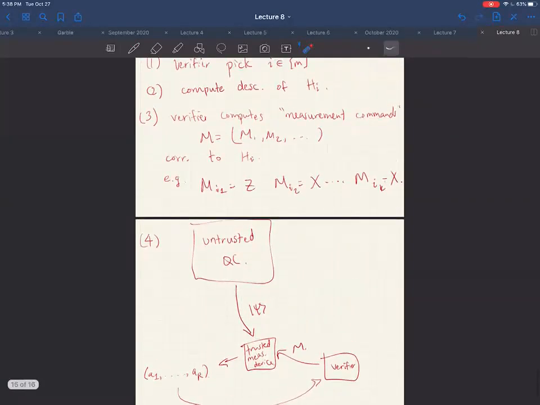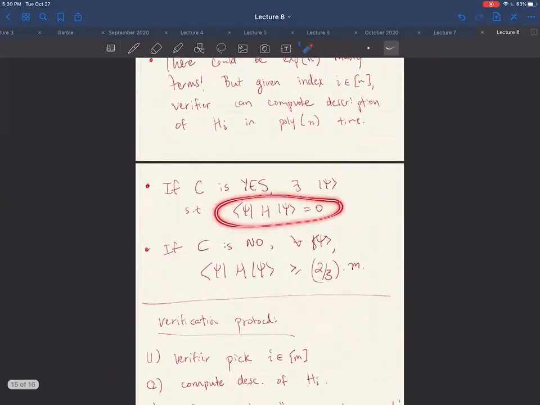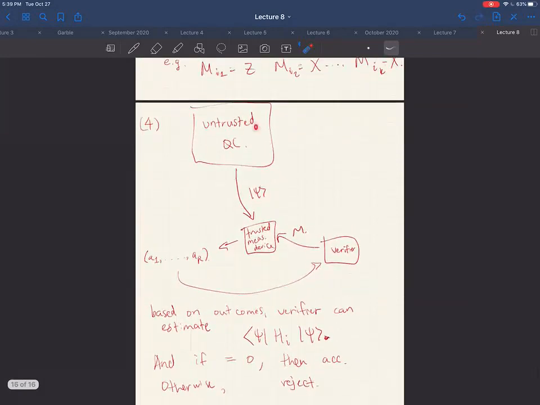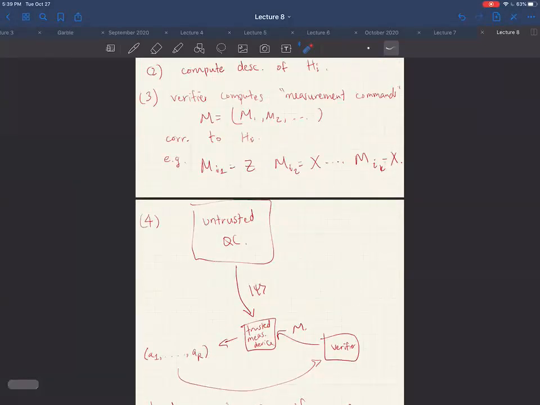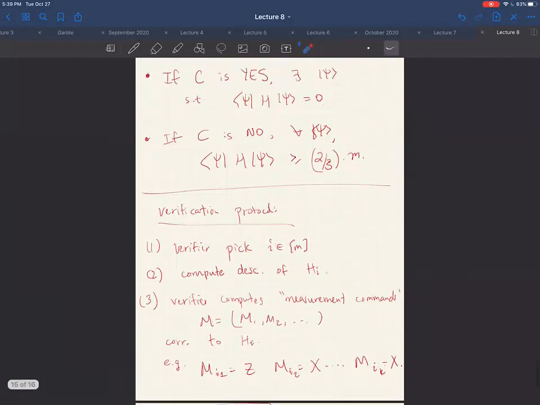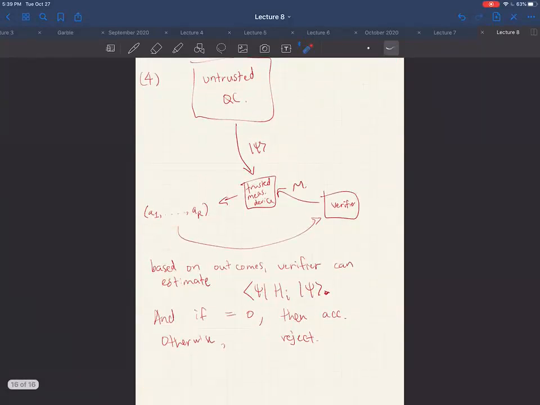And this is going to be a very good protocol, because if it really was a yes instance, then what this untrusted quantum computer could do is prepare this zero energy ground state. And then the verifier will, you know, all the checks will pass. But in the no case, what this energy tells us is that if you sample a term at random and there's n terms, the energy is going to be on average at least 2/3. So the measurement results are going to reflect that.